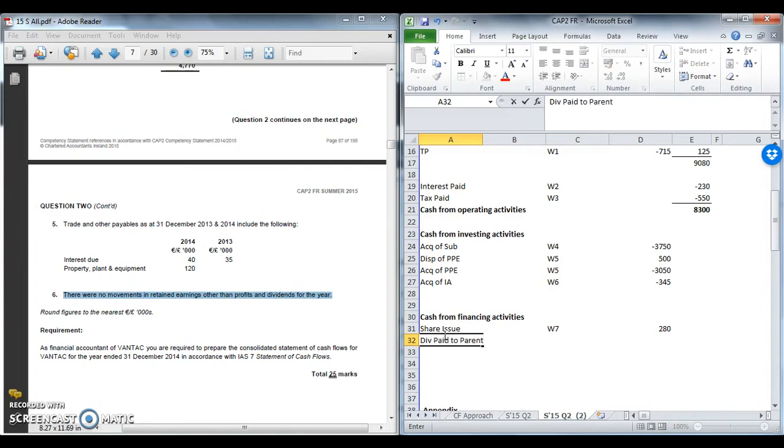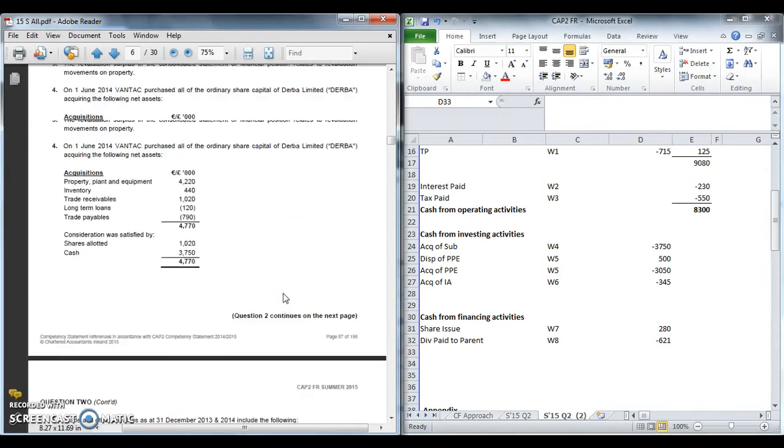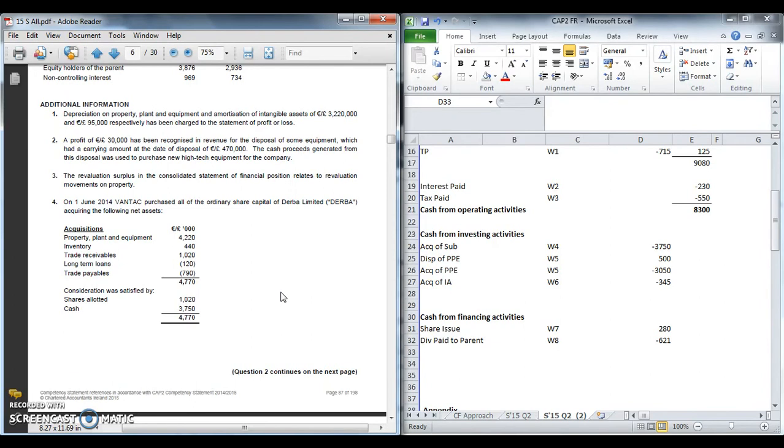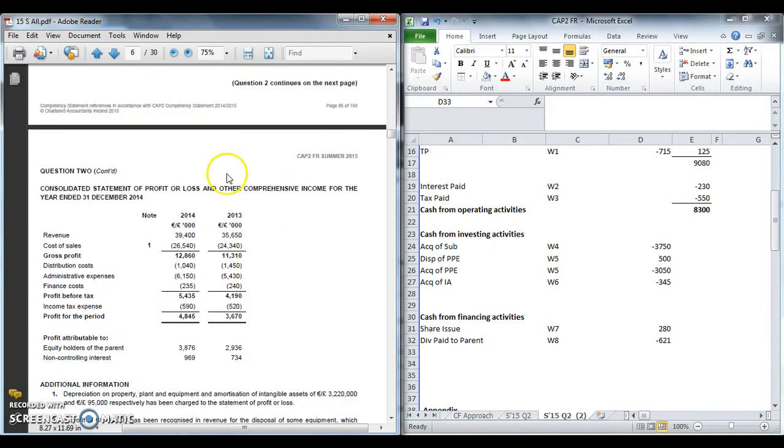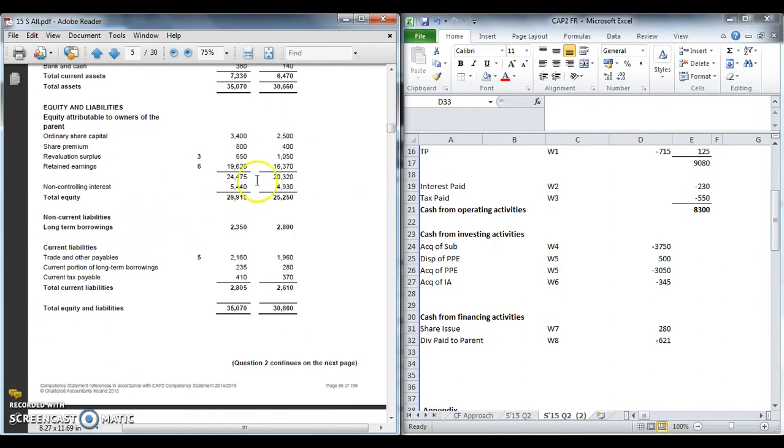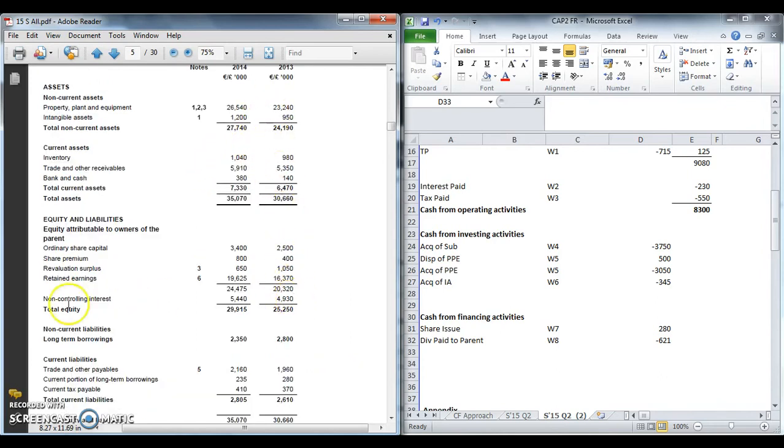It's important to put in parent because there could be a dividend paid to NCI as well. Working 8 of minus 621. Right, and that's that one done. Again, that's a standard statement of cash flow question, so you should be comfortable how to deal with dividends to the owners of the parent, not the NCI, the owners of the parent. So now we've a good chunk of work done, and we're now on to one that's unique to group statement of cash flows, is non-controlling interest.